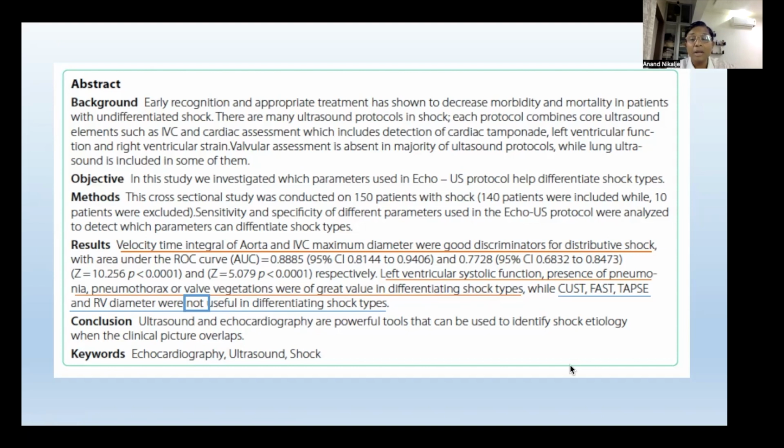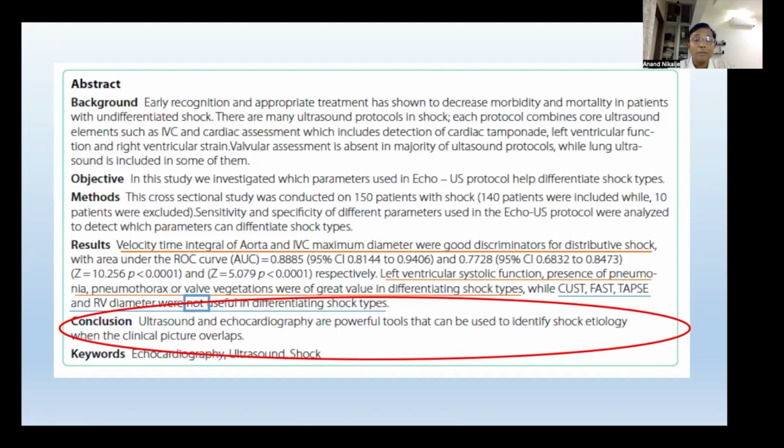But at the same time, compression ultrasound, FAST, TAPSE, and RV diameter were not very useful in differentiating shock. So the conclusion of this study is that ultrasound and echography are powerful tools that can be used to identify shock etiology when the clinical picture is overlapping.